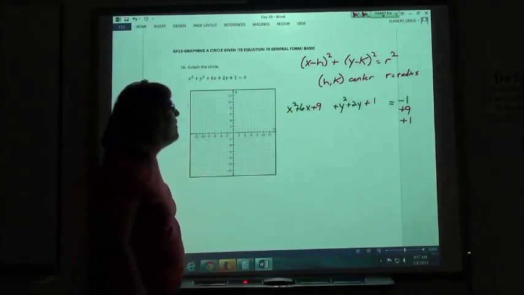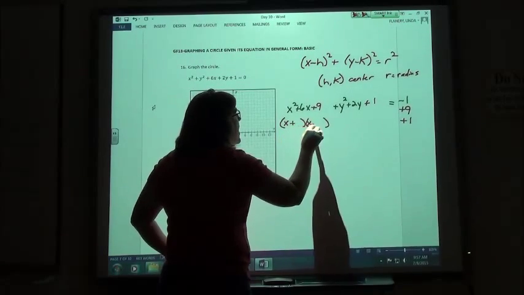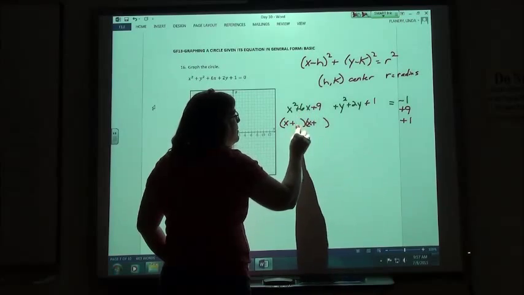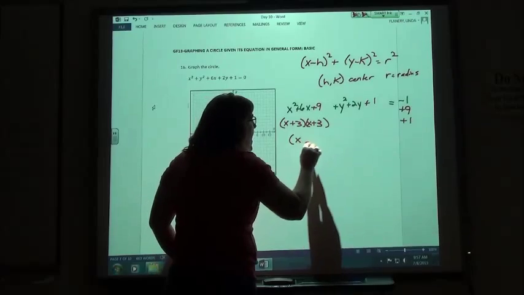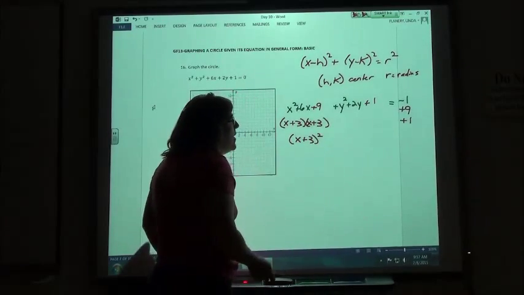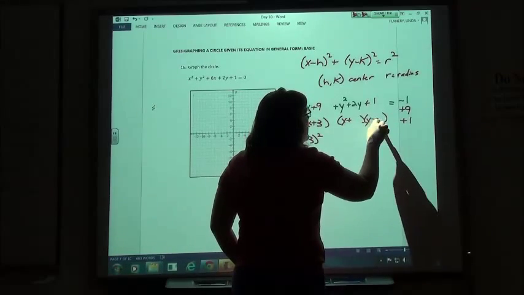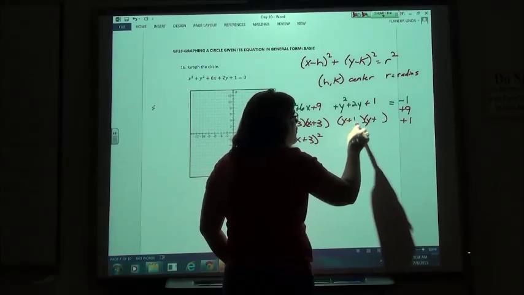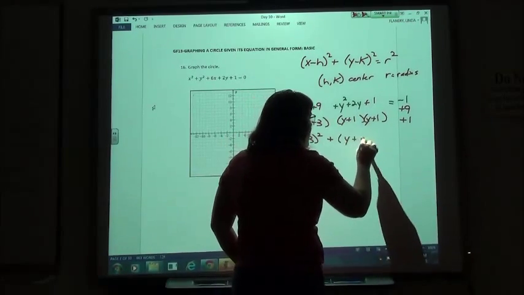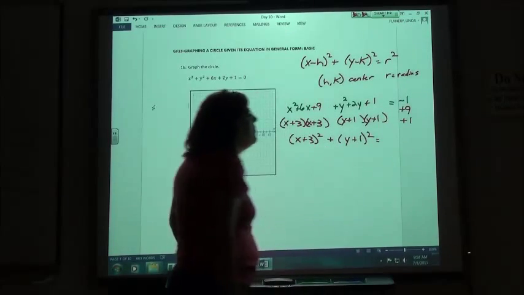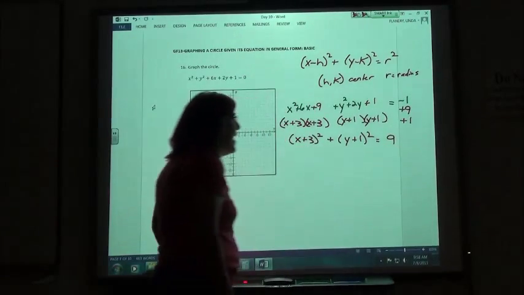What happens when I factor this is I'd have x and x, plus and plus. Factors of 9 that add up to 6 is that 3 and that 3. That was half of my middle term. So I get x plus 3 squared. Same thing here. If I factored this, I get y and y, a plus and a plus. Factors of 1 that add up to 2, 1 and 1. Again, that's half that middle term. So y plus 1 squared. Over here doing my adding and subtracting, the negative 1 and the positive 1 will cancel out, so I'm just going to get the 9.